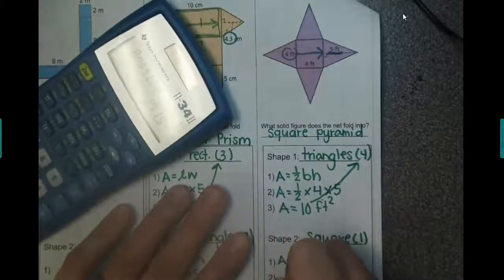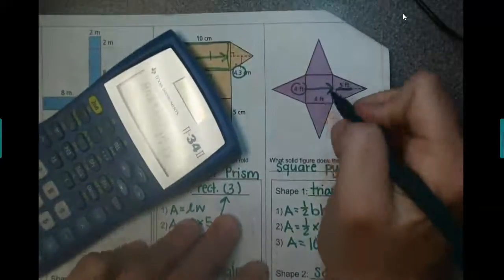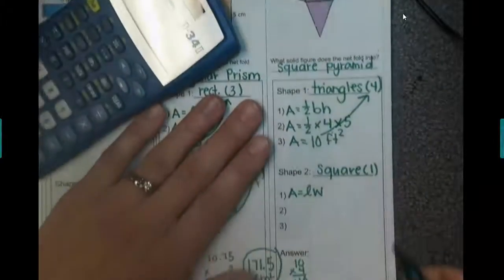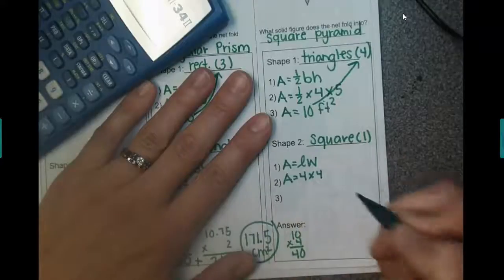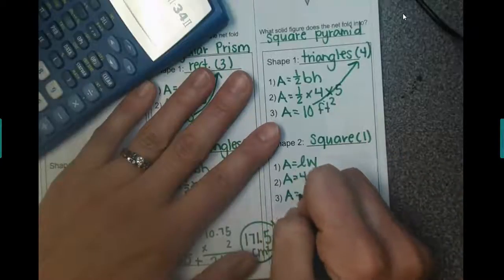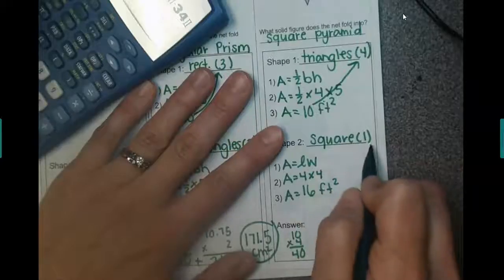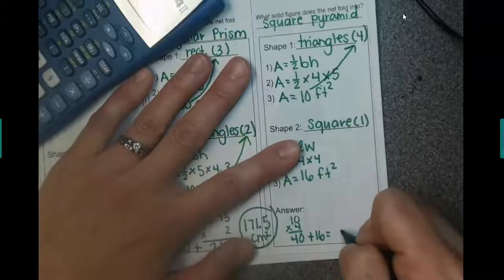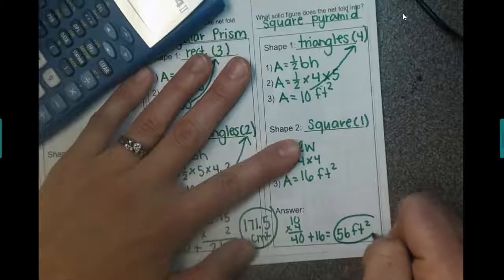Now let's do our square. I can do area equals length times width, or you can do area equals s squared. I do not care which way you do it. Our square in the middle is 4 by 4. So area equals 4 times 4. Area equals 16 feet squared. And there's only one of these. So I'm going to take 40 plus 16, and I get 56 feet squared as our answer.